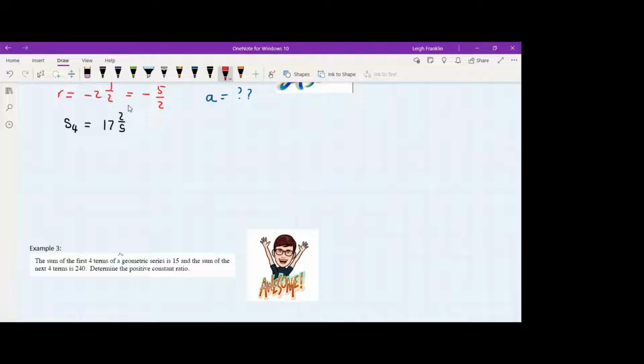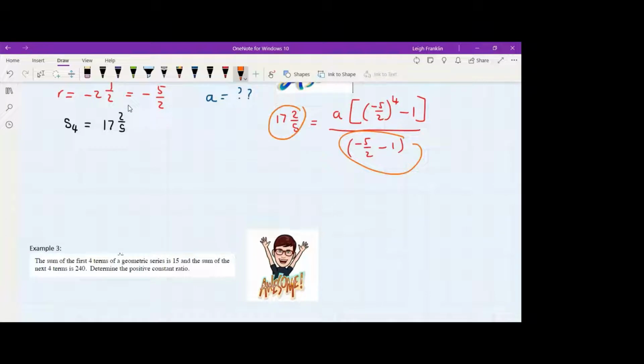So that means that sum to 4 is 17 2/5. It's going to be equal to A in brackets, R in this case is minus 5 over 2. This was sum to 4, so our exponent is 4 minus 1 all over R minus 1. So it's minus 5 over 2 minus 1. That's what's going to go into the denominator. Our first step is to cross multiply. So we are going to multiply this bracket at the bottom over here with this number. They're going to be multiplied together.